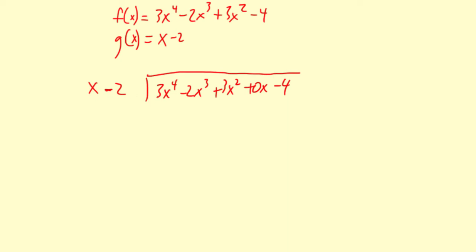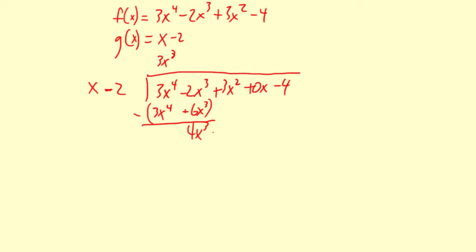You need to figure out how many times x goes into 3x to the fourth. And it is 3x to the third times. Because if you multiply 3x to the third times x, you get 3x to the fourth. So then multiply. 3x to the third times x is 3x to the fourth. 3x to the third times negative 2 is negative 6x to the third. And then you subtract. Negative 2x to the third minus negative 6x to the third, that's like adding, so you get 4x to the third. And then these cancel out, 3x to the fourth minus 3x to the fourth.